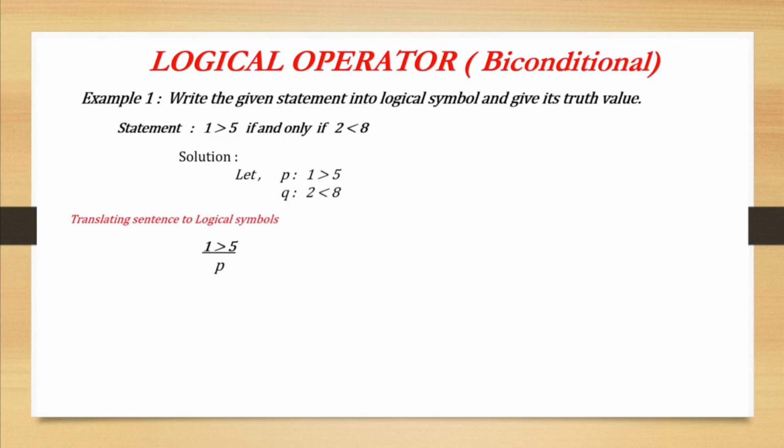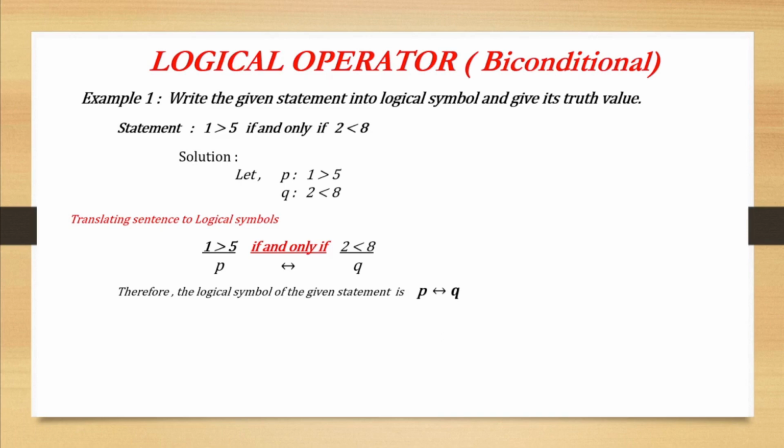So when we translate the sentence into symbols, 1 is greater than 5 will be replaced by proposition P, and the words if and only if will be replaced by the biconditional symbol, and the statement 2 is less than 8 will be replaced by proposition Q. Then we can say the logical symbol of the given statement is P if and only if Q.